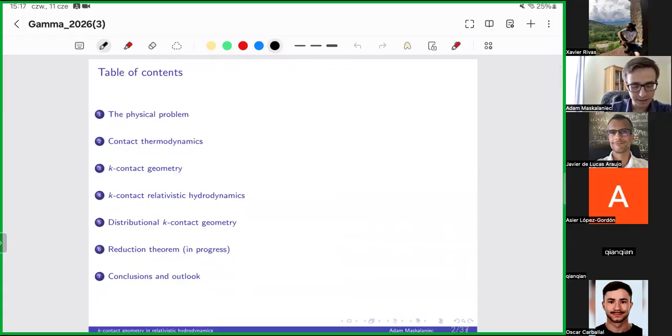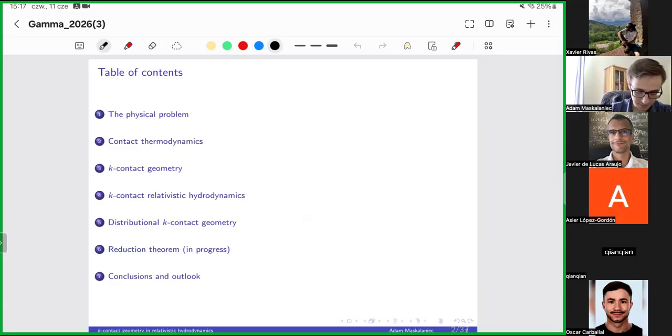Later, it will turn out that this physical problem is quite similar to what was already developed, but only for thermodynamics, namely the contact formalism for thermodynamics. Then it will justify the introduction of K-contact geometry to extend this thermodynamics to field theories, namely this K-contact relativistic hydrodynamics.